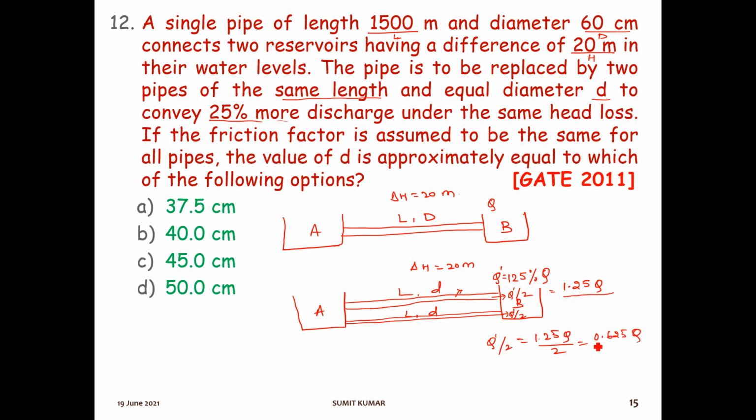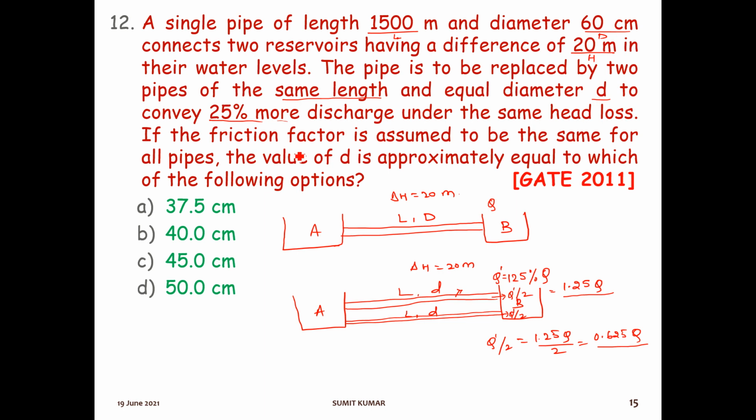How do we calculate this 0.625 Q? Because there are two pipes and both the pipes are identical in nature, each will discharge the same quantity of water. As we know, in this reservoir B, the total discharge is 25% more than the discharge in the previous case. We assumed in the previous case it was Q, so in this case it will be 25% more, that is 1.25 Q. And since there are two pipes and both will give the same quantity of discharge, for a single pipe the discharge will be 0.625 Q.